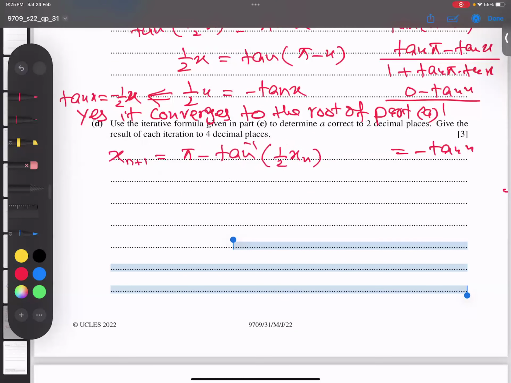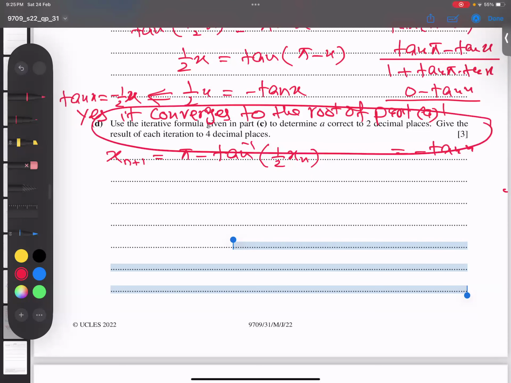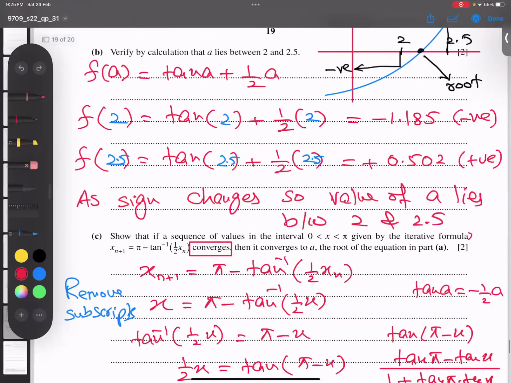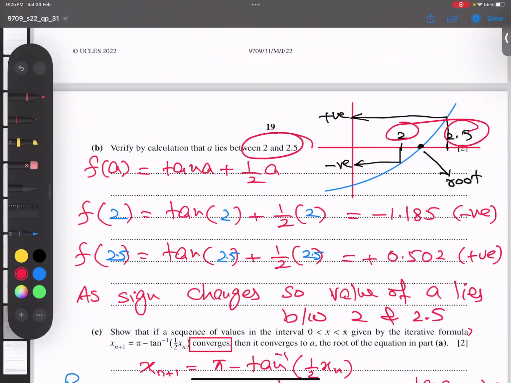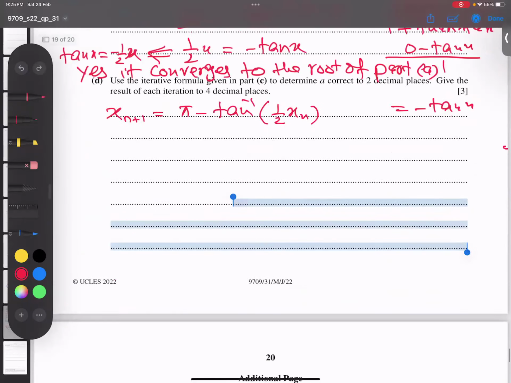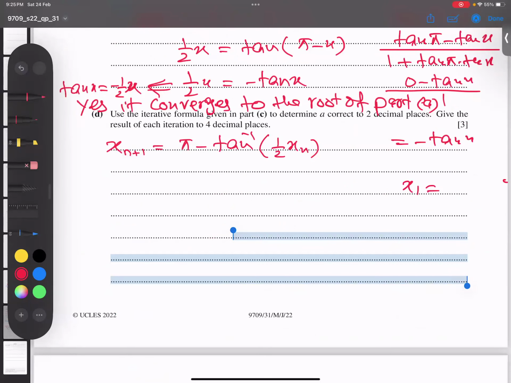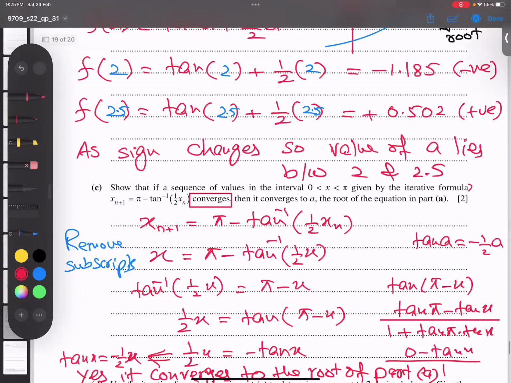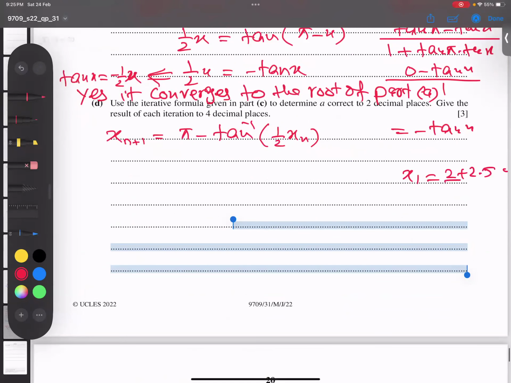What is the method, students? First of all, do we have an initial value to plug in in the place of n? We don't have. When it is given, use that one. When it is never given, take the average of these two numbers, and that is our first initial value. So x1 is the average of 2 and 2.5: 2 plus 2.5 divided by 2, so the initial value is 2.25. And now I replace every n by 1.